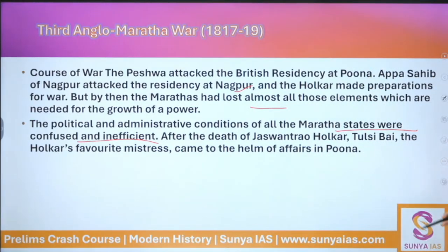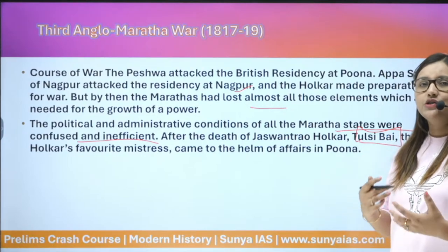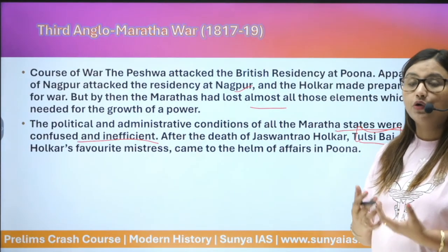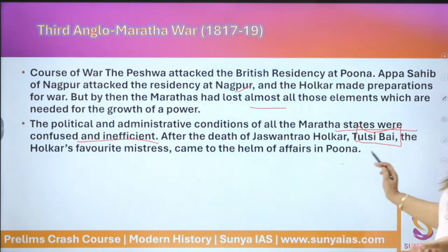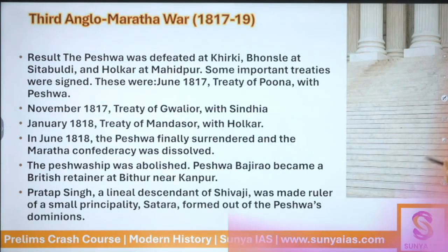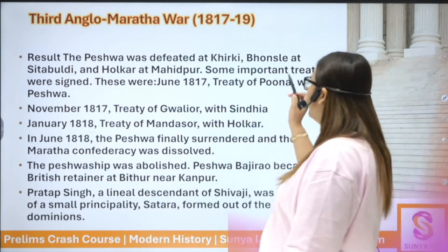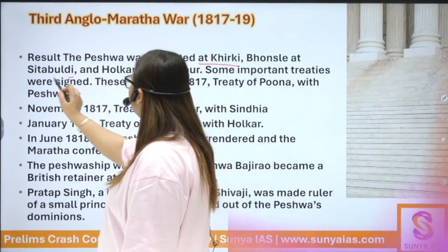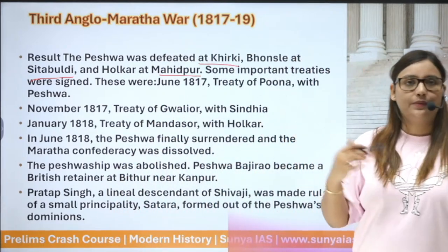After the death of Jaswant Rao Holkar, Tulsi Bai, Holkar's favorite mistress, was taking care of the empire, but she was also not good at handling things politically. So ultimately Pune did not have good affairs in its governance, and that's why the Peshwa got defeated at Khirki, Bhosle got defeated at Sitabuldi, and Holkar at Mahidpur, and a few important treaties were signed separately with them.